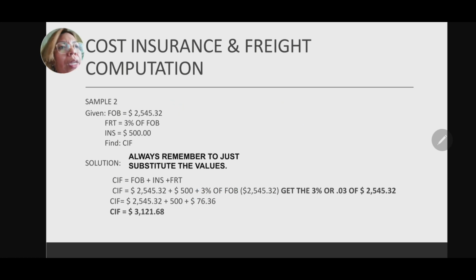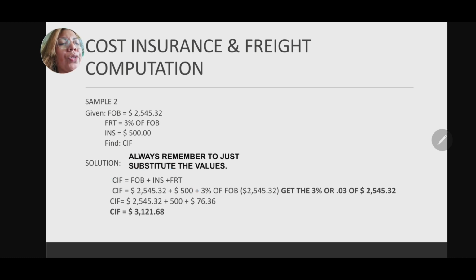which is 76.36. You are now ready to substitute all the values. FOB, which is 2,545.32, and then your insurance, which is 500, plus your freight, which is 76.36, and then you just add them all up, and you'll get the value of your CIF, which is 3,121.68.